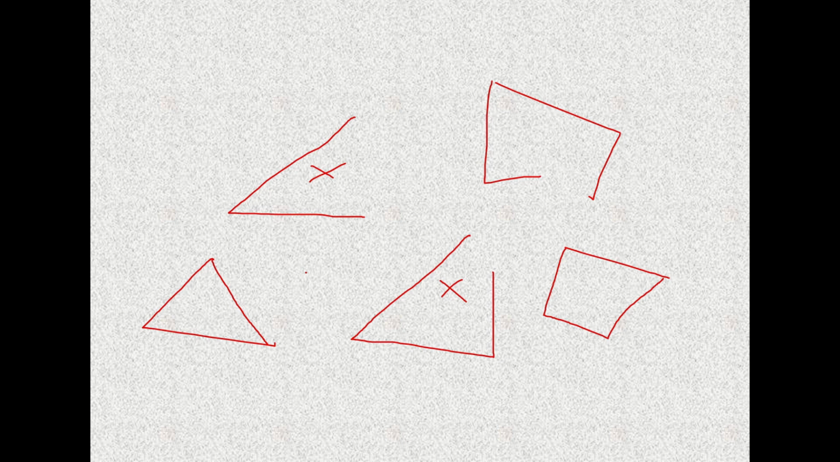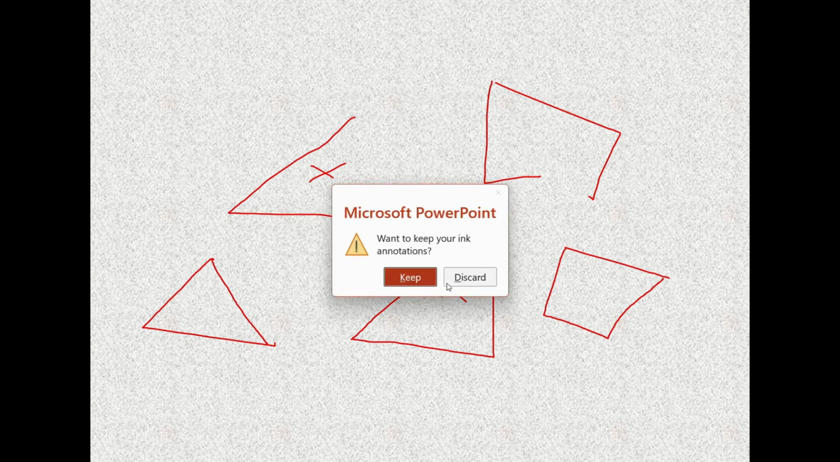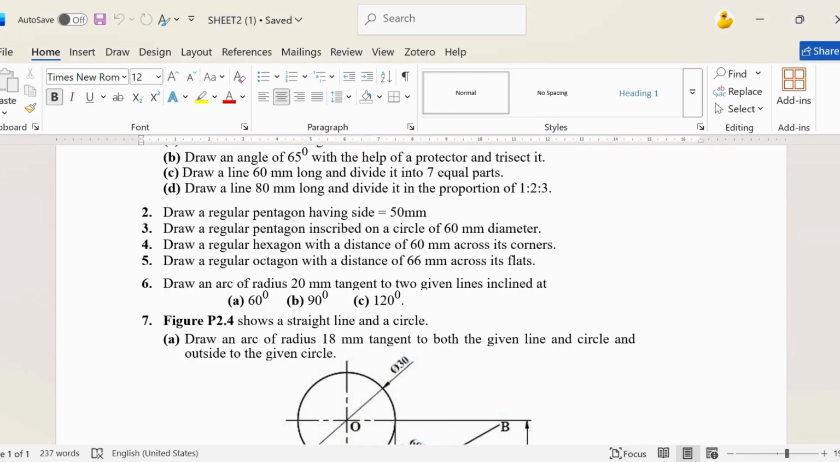Now let's try to learn how to draw a regular polygon. As you can see here in question number 2, draw a regular pentagon having side 50 mm. To draw a regular pentagon, either you are given side or you are given a diameter of circumscribing circle or a diameter of inscribing circle, and sometimes you are given distance between flat surface and distance across corner. We'll try to learn one by one.